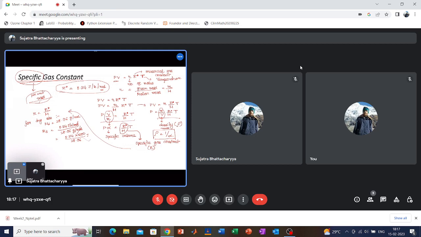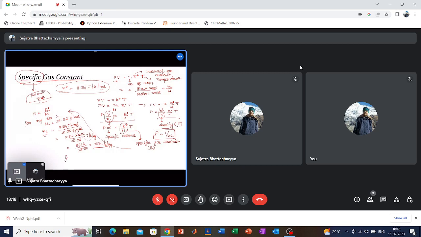Now see, this is per unit mass coming. So this will be nothing but 8314 divided by 28.96, and if you solve it, it comes out to be 287 joules per Kelvin per kg. So remember this RD, the specific gas constant for dry air, is 287 joules per Kelvin per kg.